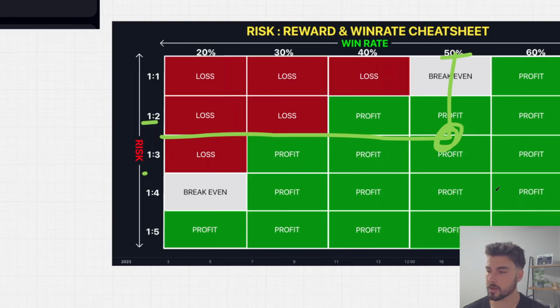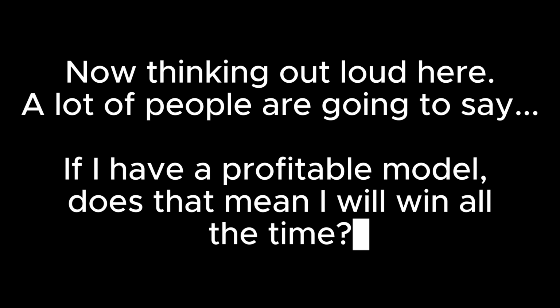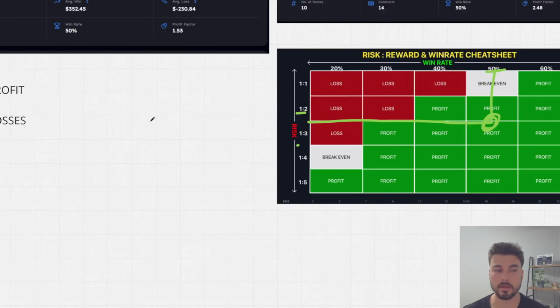Anywhere in this green zone is completely normal and completely fine. Now, thinking out loud here, a lot of people are going to say, well, if I have a profitable model, does that mean I win all the time? And the answer I have to that is no. So essentially, you can have a low win rate, but you need a high risk reward. If you have a high win rate, you can have a low risk reward. And this is something that everyone will experiment with and I guess find what works best for them.